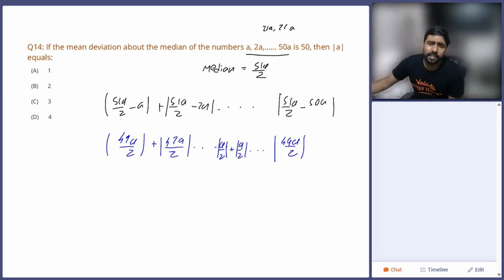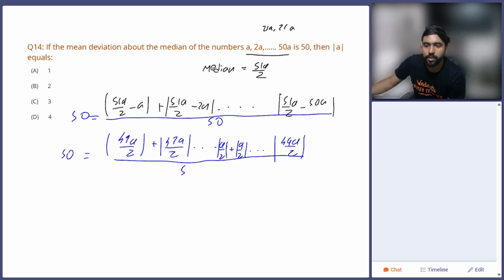So I can say that as I'm finding the mean deviation, and there are 50 terms, I'll also have to divide the entire expression by 50.